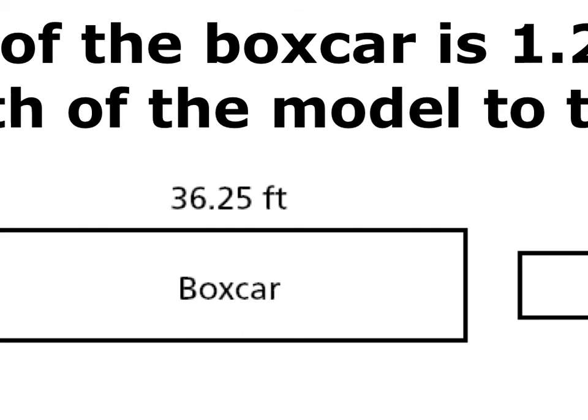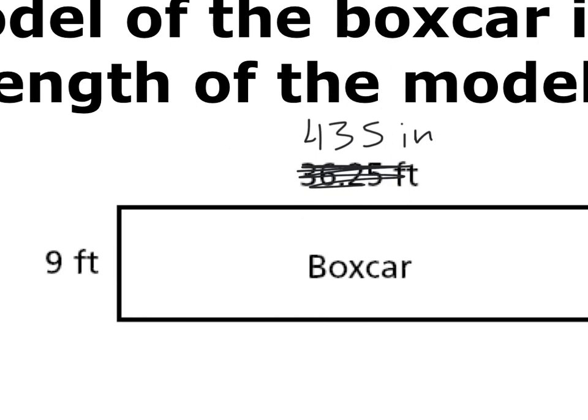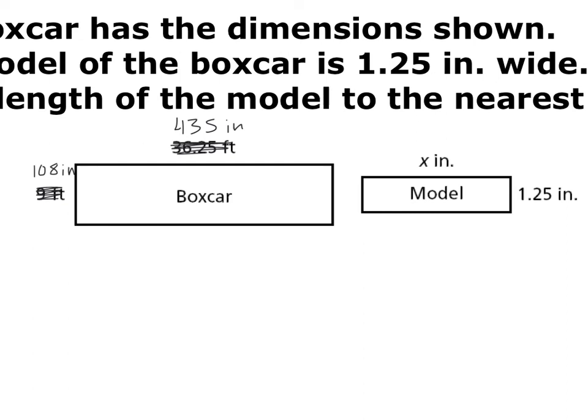So how many inches are in a foot? 12. So what do we need to do to the length of the box car? Multiply by 12. So what's 36.25 times 12? 435 inches. And our width is 9 feet, so we need to multiply that by 12. We get 108 inches. So now we can set up our proportion. What's going to be our first fraction?